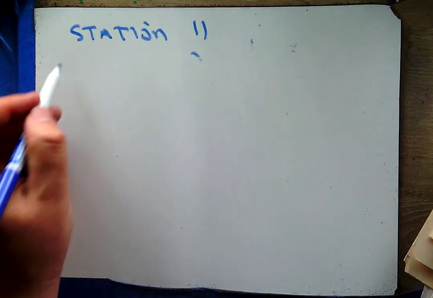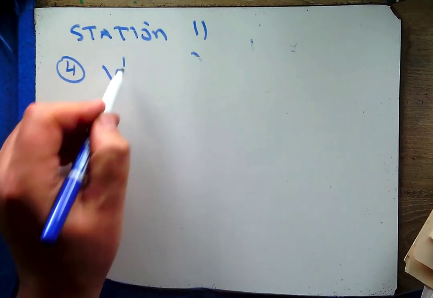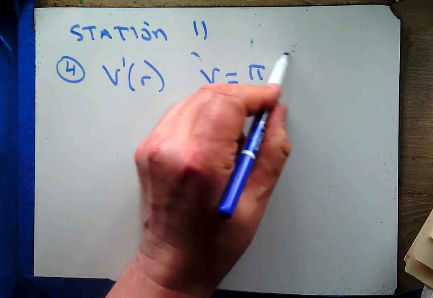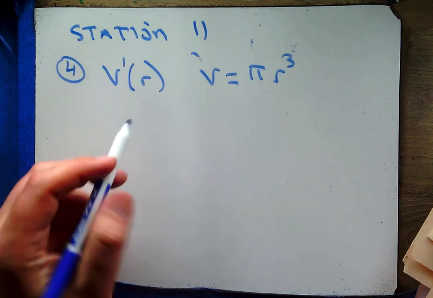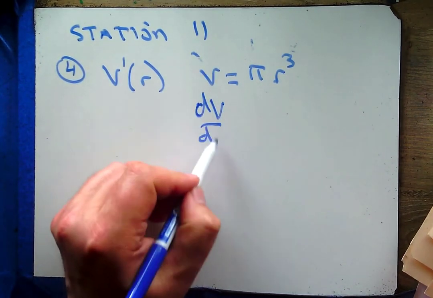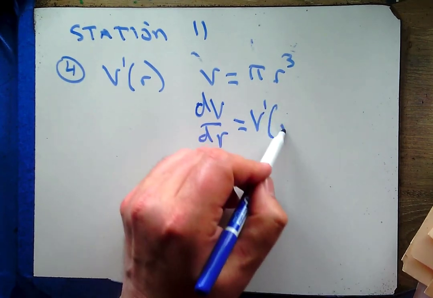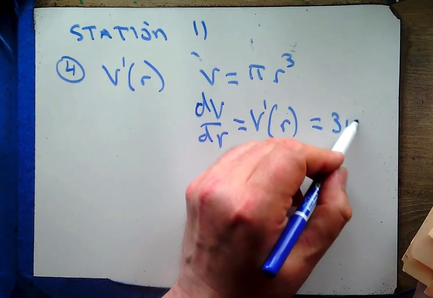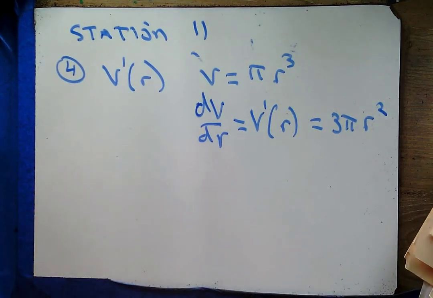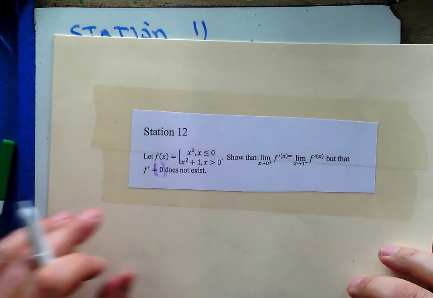And finally, problem number 4 says find V prime of r if V equals 4/3 pi r cubed. So take the derivative of both sides, d/dr, and V prime of r would be 4 pi r squared. And that's the end of station 11. Station 12.